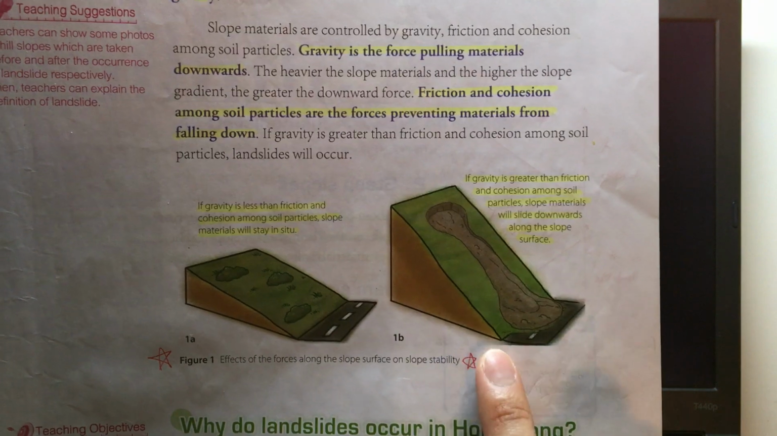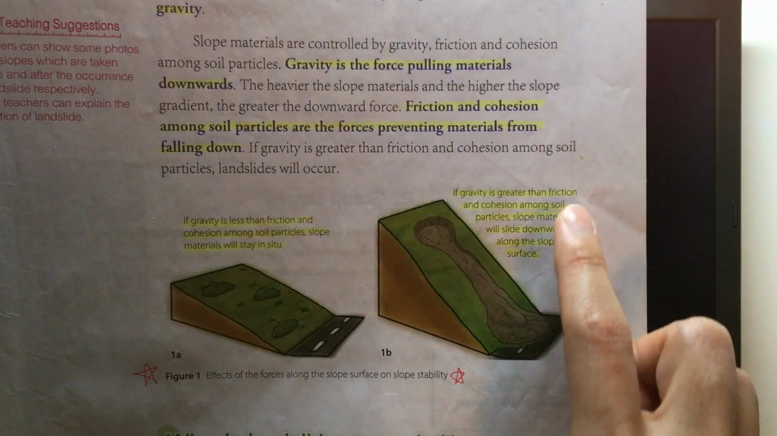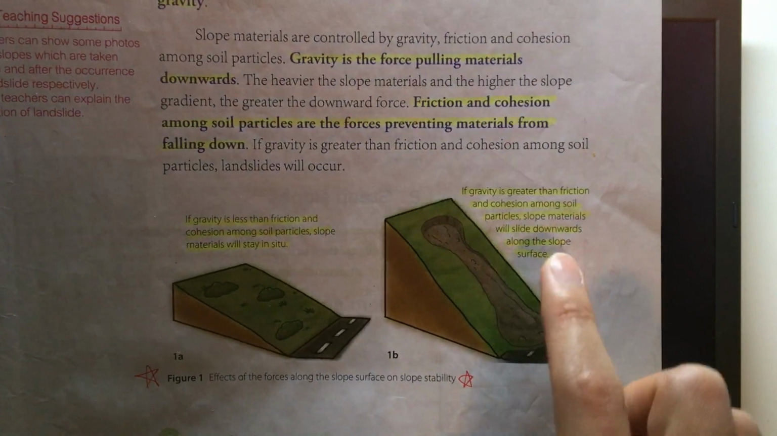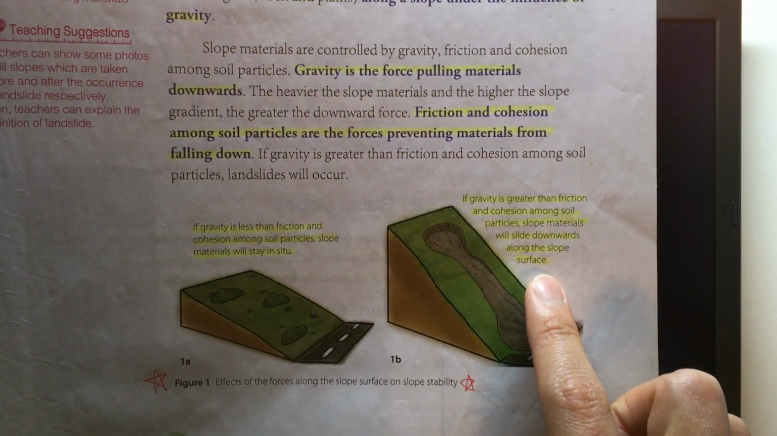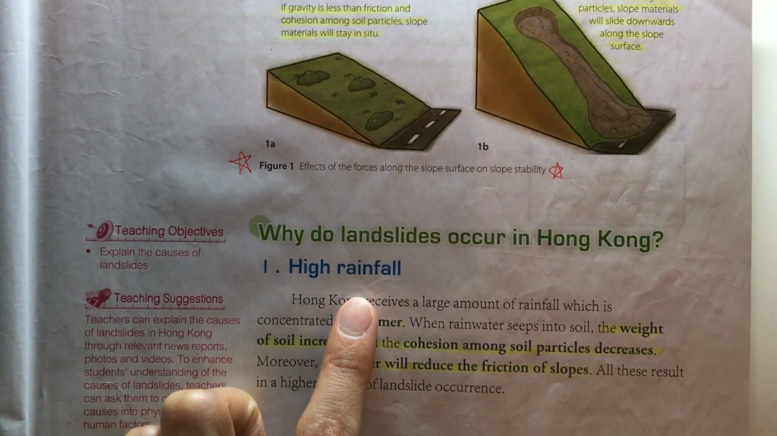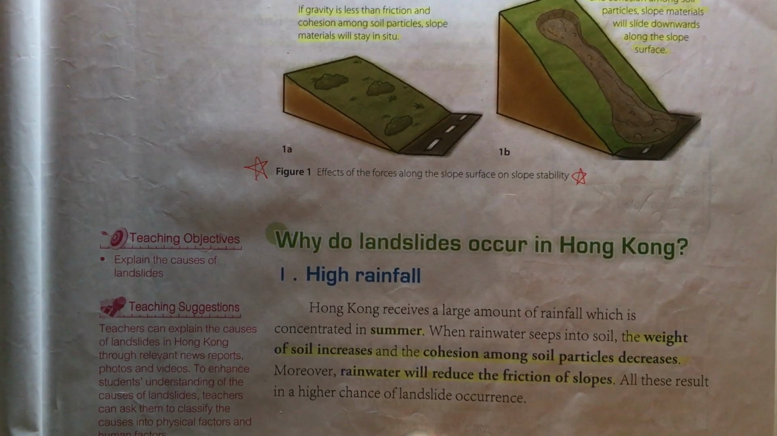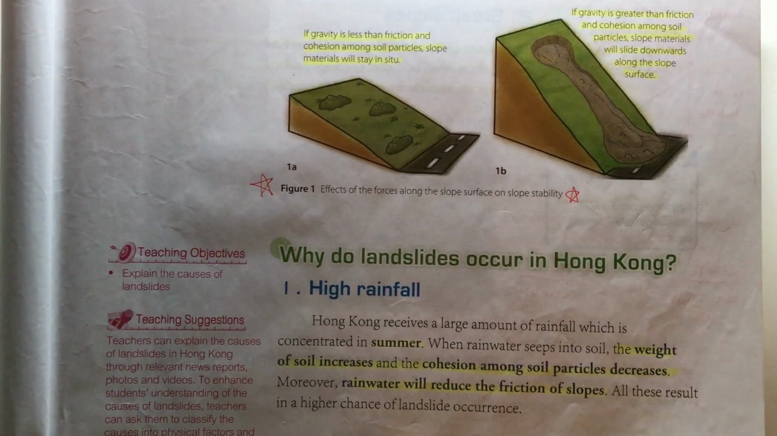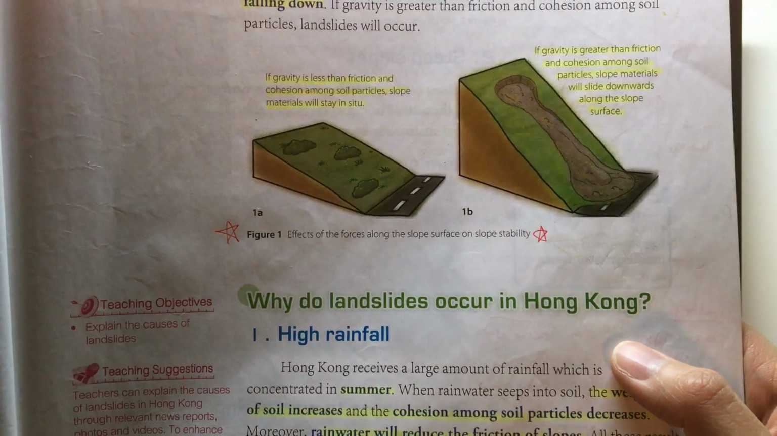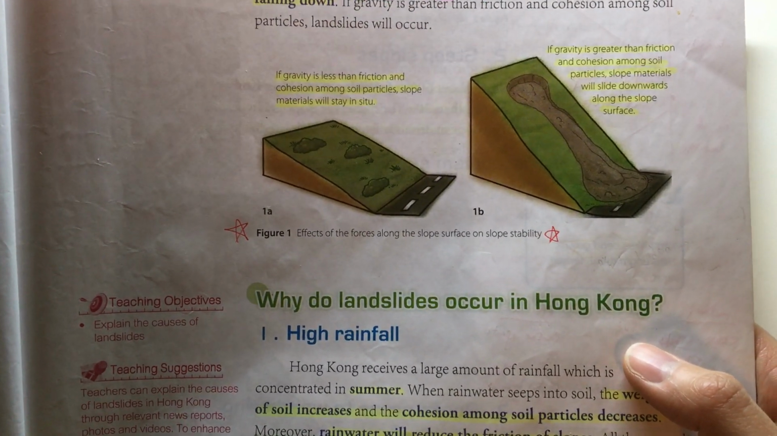But if the slope is very steep like this, or the material has very low friction and low cohesion among them, the gravity is great enough to pull down the material along the slope. Then the slope material slides down along the slope surface. So here we have a basic idea about what a landslide is. In the next part we will look at why landslides occur in Hong Kong, and the factors which cause landslides to occur. Pages 19, 20 and 21 describe 5 factors leading to landslides, and why Hong Kong has a high chance of landslides. We will continue in the next part.